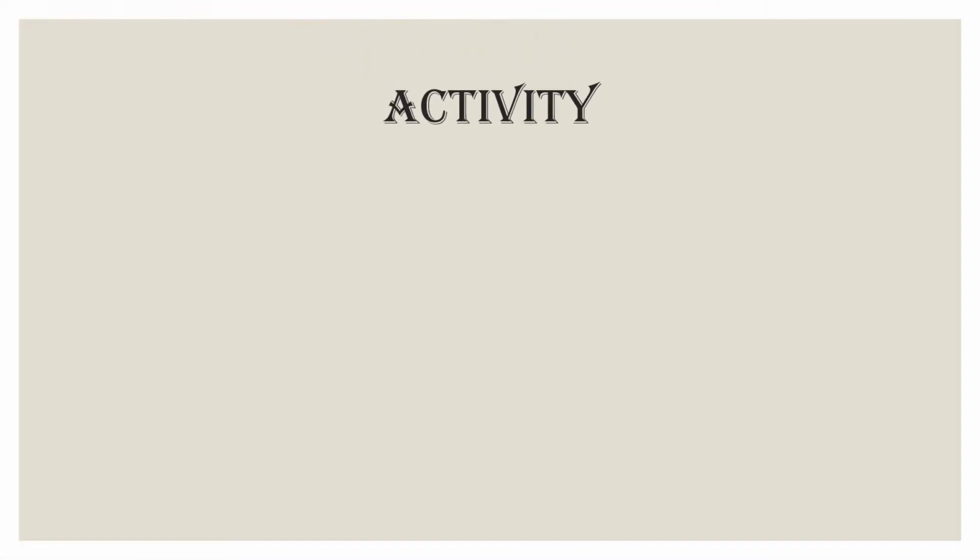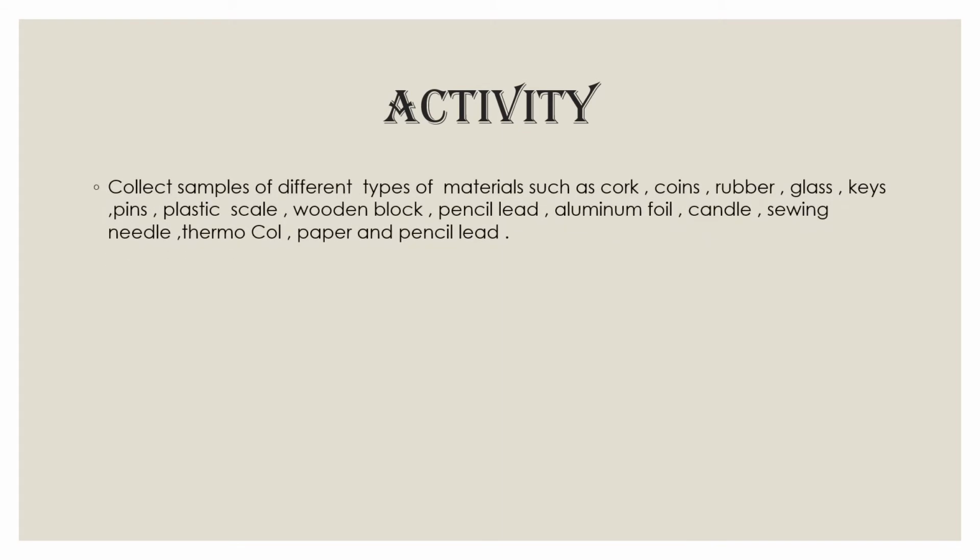Now activity, this is an activity for you. Collect samples of different types of materials such as cork, coins, rubber, glass, keys, pins, plastic scale, wooden block, pencil lead, aluminum foil, candle, sewing needle, thermocol, paper and pencil lead. This is on page 122 of your book.